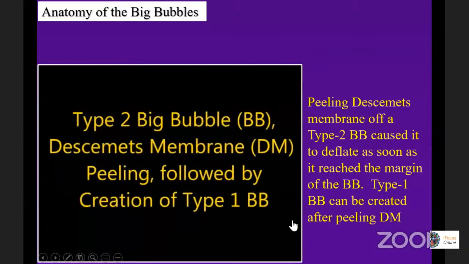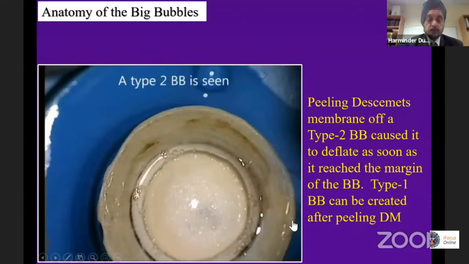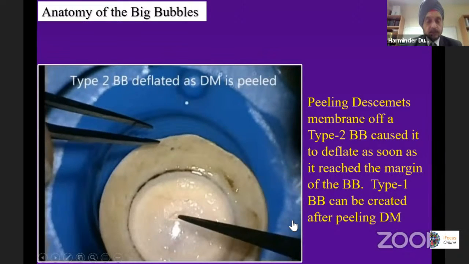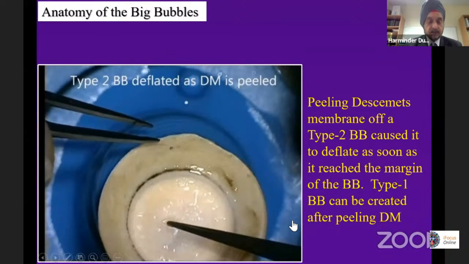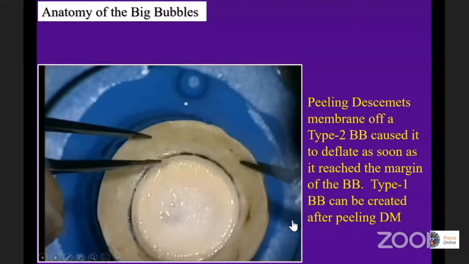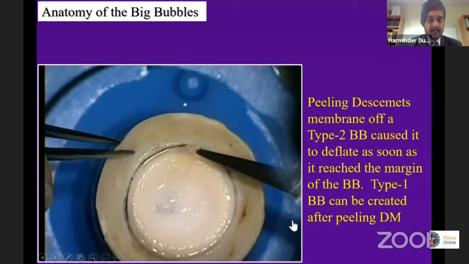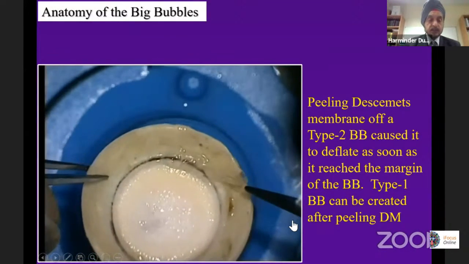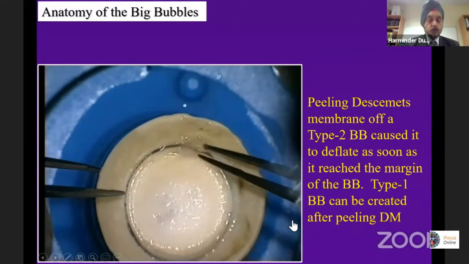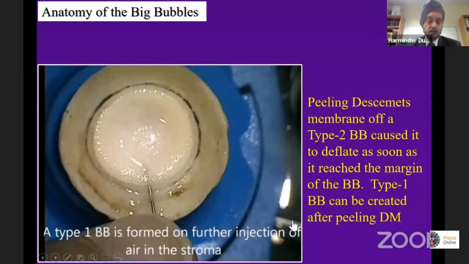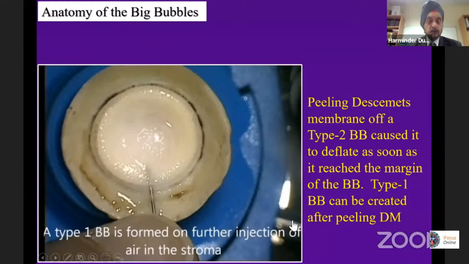Now this is a very important little video. So there's a type 2 bubble. So we peel off the type 2 bubble, it immediately collapses. You can take the entire Descemet membrane off. Now when you take this Descemet membrane off, if there is a layer underneath it, which is the Pre-Descemet layer, then you should be able to inject air in the stroma and create a type 1 bubble. And that's exactly what this video shows.